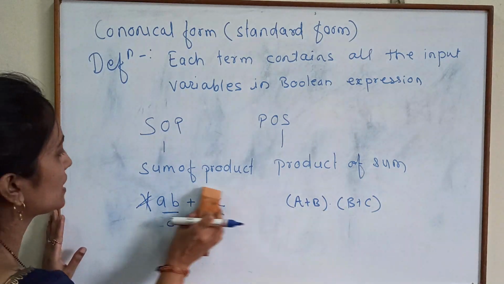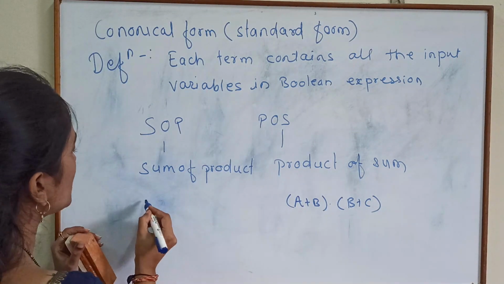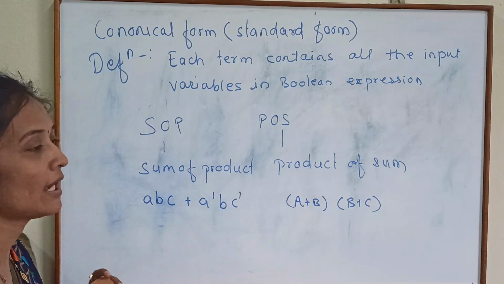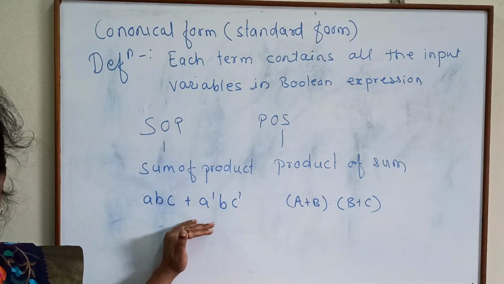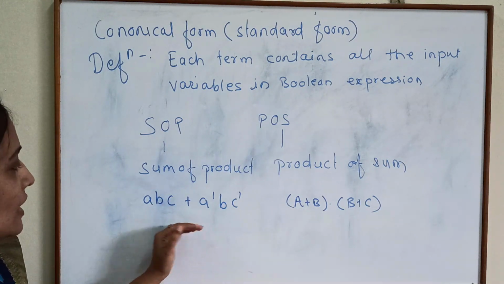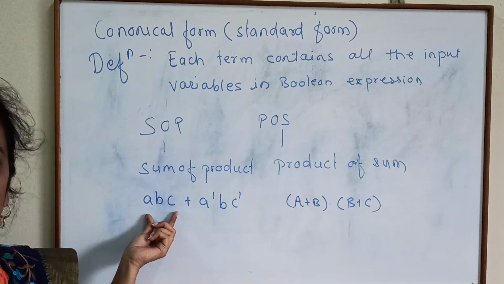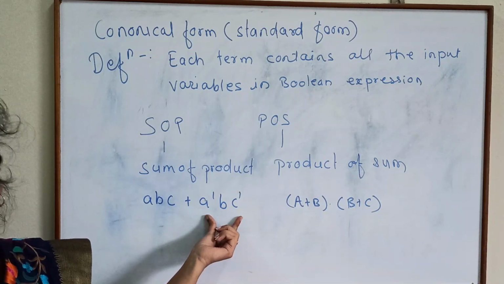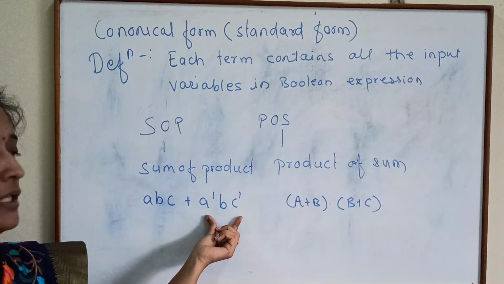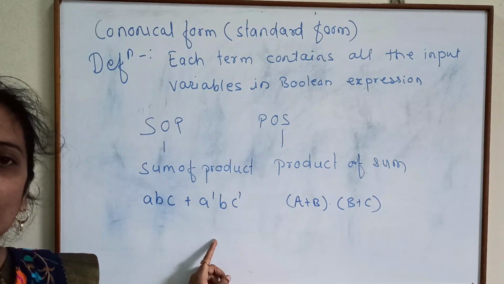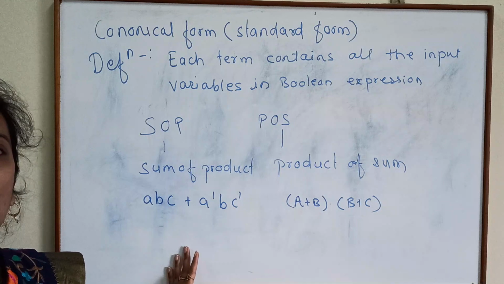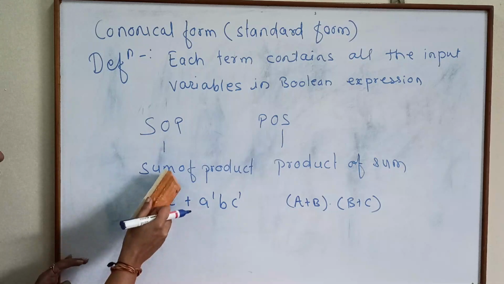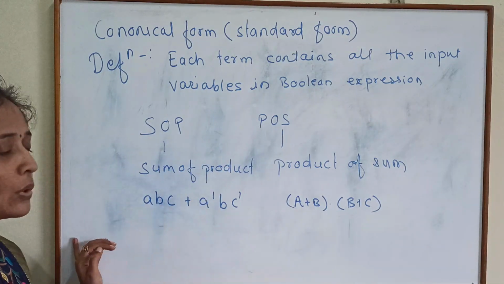Understood? If I write here expression ABC plus A bar B C bar, this is called as a canonical or standard form. Why? Because in first term all variables are there, ABC. In second term all variables are there, ABC. You can take true term or complement term. If you are taking A dash, C dash, that is okay. You can take any, either true term or complement term. This is the example of sum of product with a canonical form.